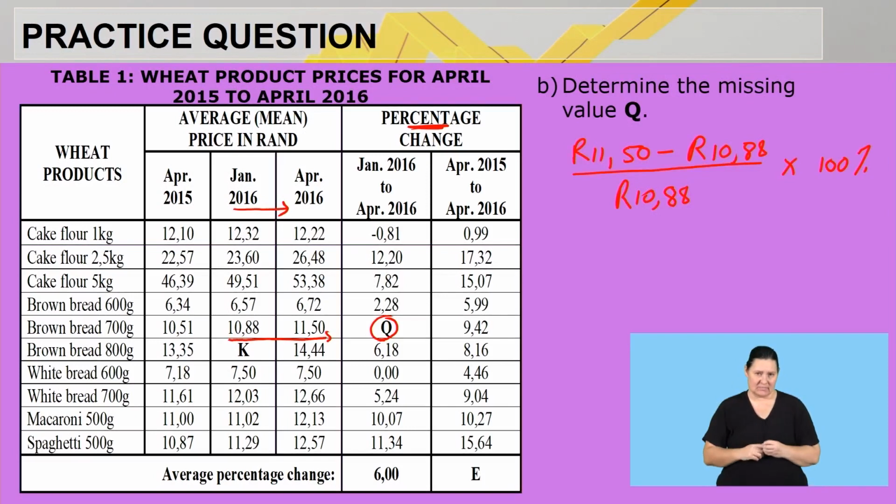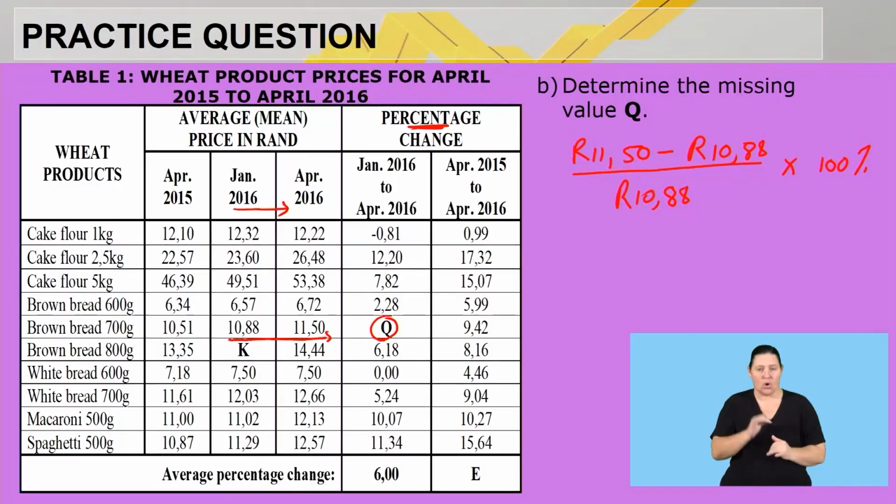Let me quickly run through the steps. In order to calculate percentage change, the first step is we take our new value minus our old value, meaning we get the difference, and we divide that value by our old value. So 11 rand 50 minus 10 rand 88 cents gives us 62 cents, divided by the 10 rand 88 cents, multiplied by 100. When I look at this, it will give me a percentage change. Remember, we are calculating percentage change of 5.69%.